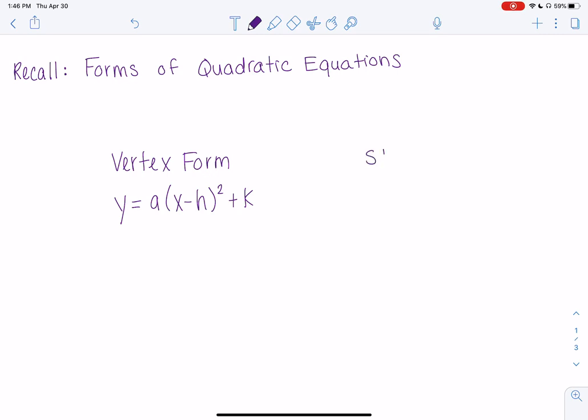We also have standard form. We've used it a lot, but we haven't referred to it as standard form a ton. From now on, we're really going to work on using the proper terminology of vertex form and standard form. And our standard form looks like this.